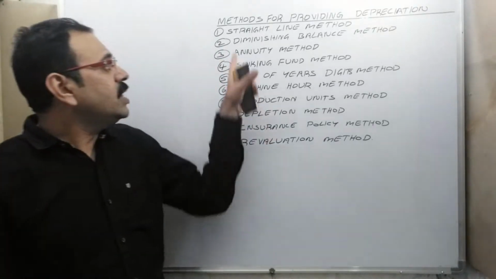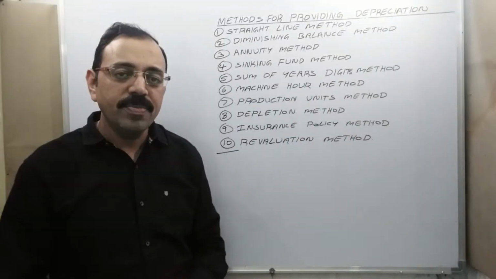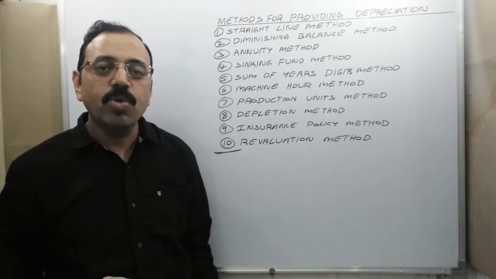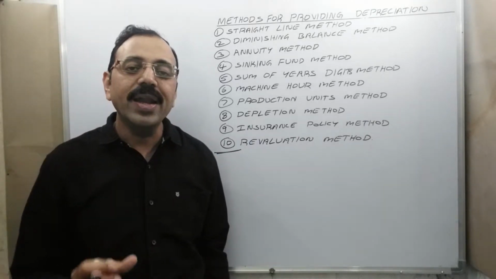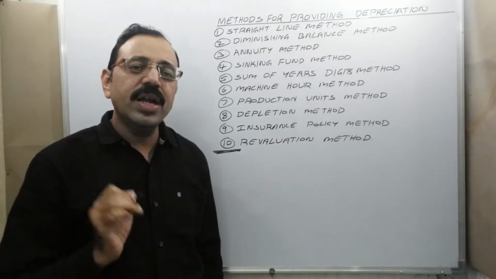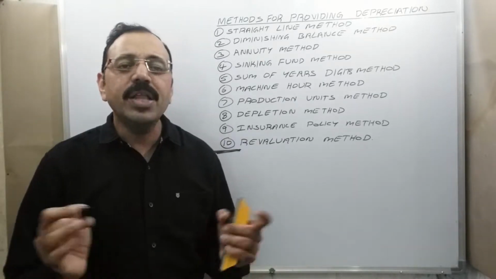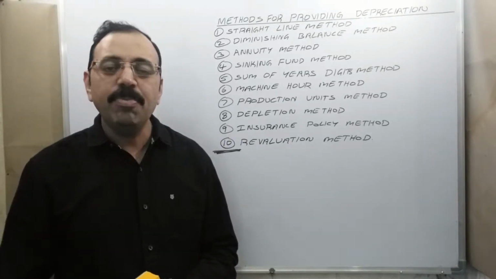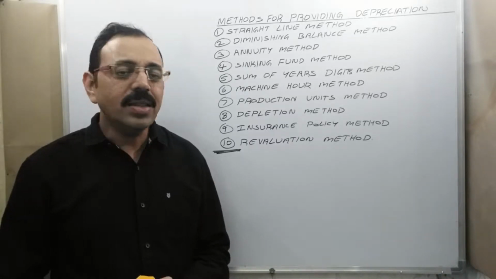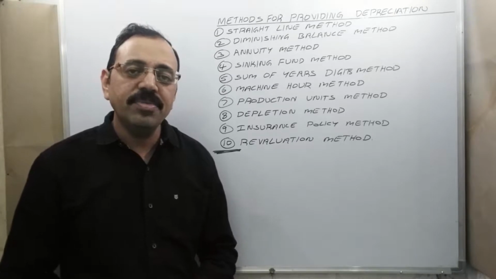Now, methods for providing depreciation is the present topic, and we have total 10 methods to provide depreciation on any fixed asset. By seeing this number, immediately we'll get one doubt. That is, why this many methods are required? Depreciation is only one amount, so to calculate that, any one method is enough. Why this many methods are required?